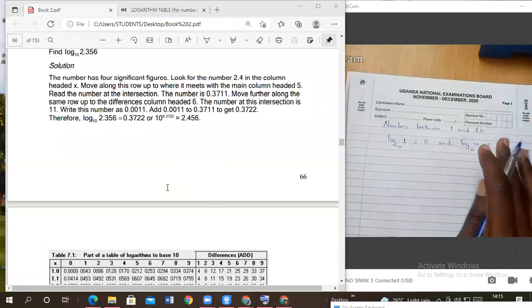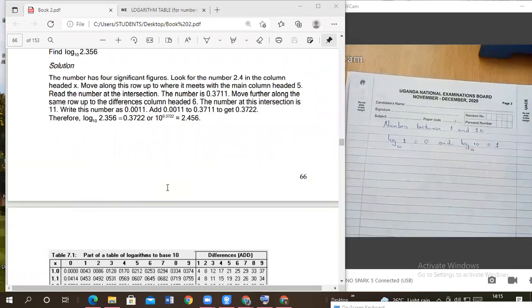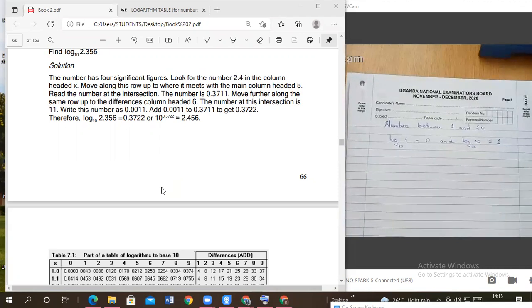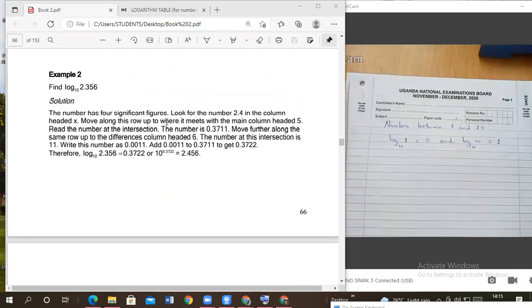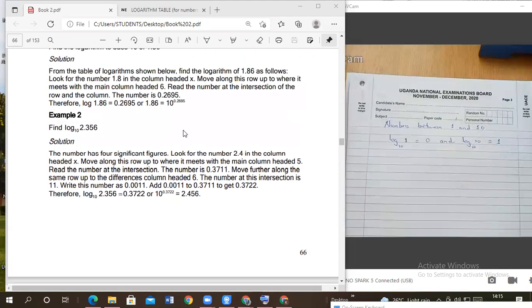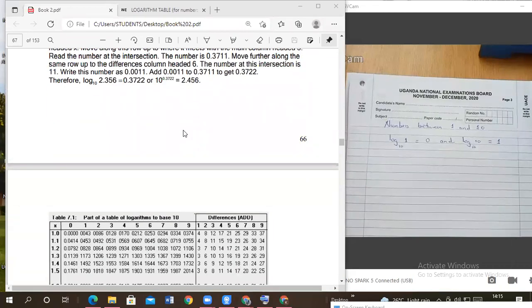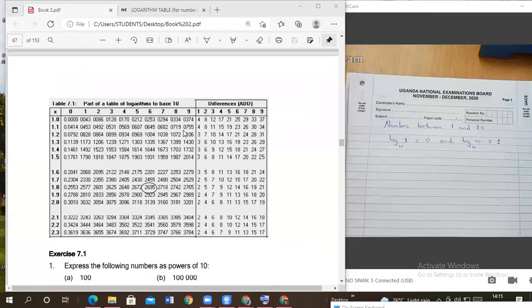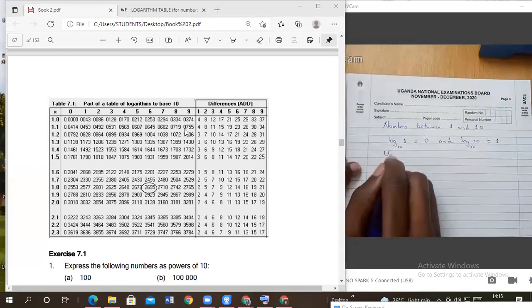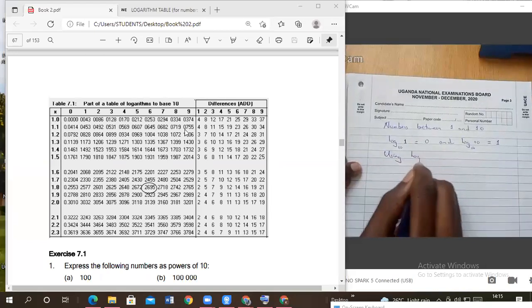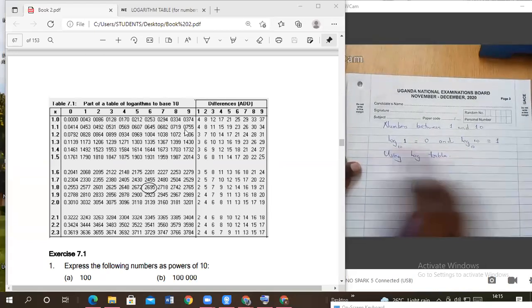This one we have understood theoretically. I said the man who discovered logarithm is called John Napier, a Scottish. So let's see how we can read log from the table, using the log table.